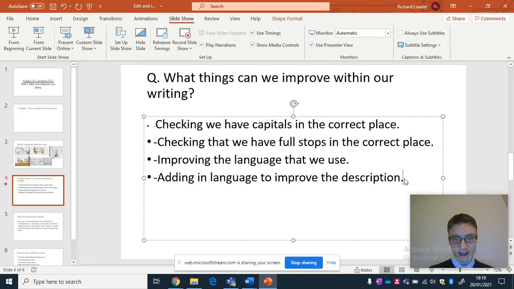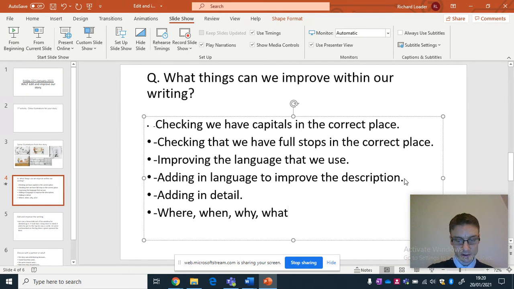But also within that, thinking about adding in further description, but we have all said all week, and I'm going to add this one on, adding in detail. That is really important too, okay? And we thought about where, when, why, maybe, what, okay, how. If you keep on asking yourself those questions, then it will help you to improve your writing. Just add in more detail to make it more interesting for the reader.